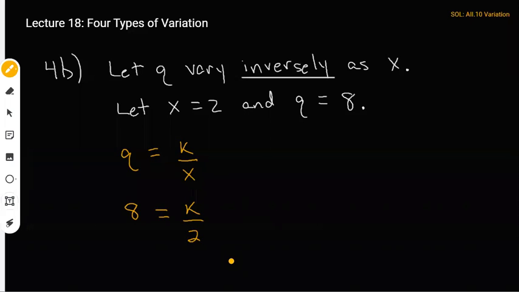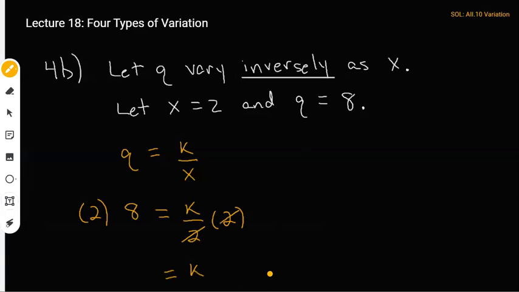And now what I want to do is get k by itself on the right side. So what I need to do is multiply both sides by 2. So I put the 2 in parentheses. What that's going to do is cancel out the 2's on the right-hand side, leaving me with just a k.